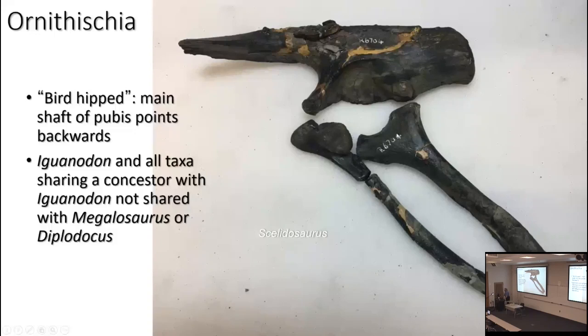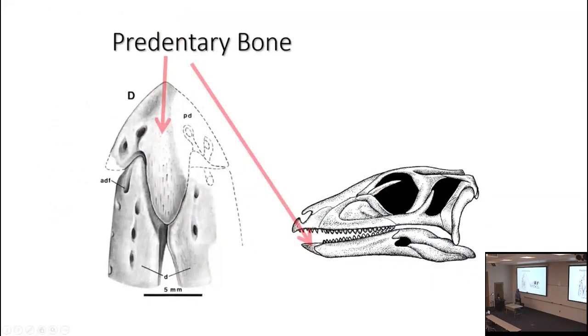Here's the pubis. Here's the ischium. The ischium always points backwards in pretty much everything. But the pubis, remember, normally points forwards in most animals, but it has moved backwards. That's the shaft of the pubis.